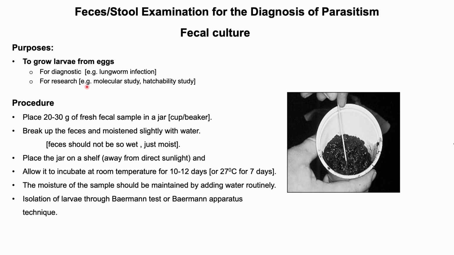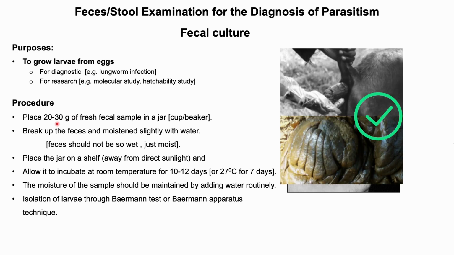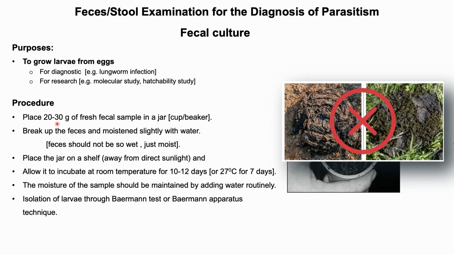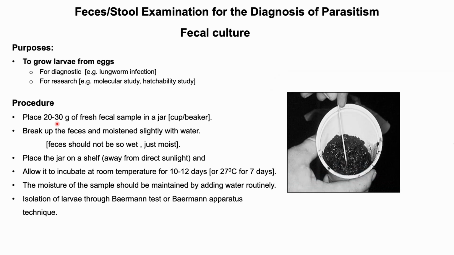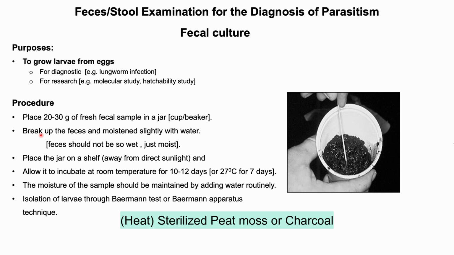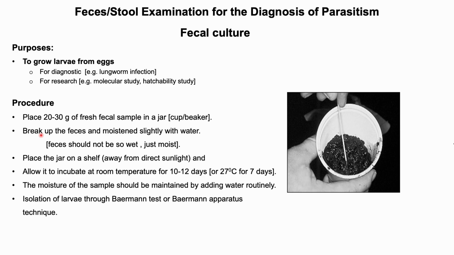etc. To perform the fecal culture, first take 20 to 30 grams of freshly collected sample in a jar. Feces must be free of contamination by free-living larvae from soil or plants. Break up the fecal sample if required. If it is dry, moisten it by slightly adding water. Feces should not be too wet because larvae do not survive well in very wet fecal material. If feces are soft or liquid, add peat moss or sterilized charcoal to create a more suitable consistency.